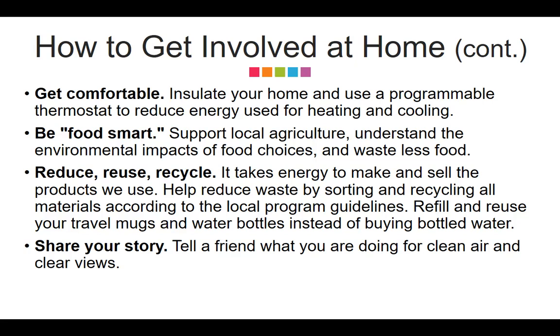Number five, reduce, reuse, recycle. I know you've been hearing this one since you were really young, but this is one of the best things you can do to prepare yourself to have a more sustainable lifestyle. And one of the best things we can do to not overuse anything. It takes energy to make and sell all the products that we use. So you help reduce waste by sorting and recycling all the materials you can according to local programs and guides.